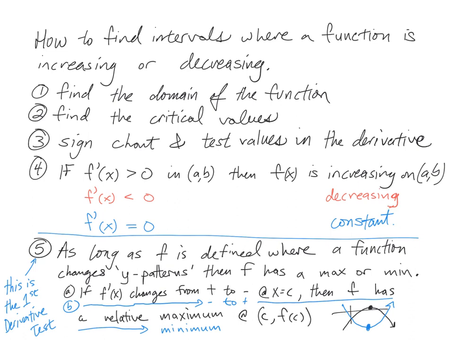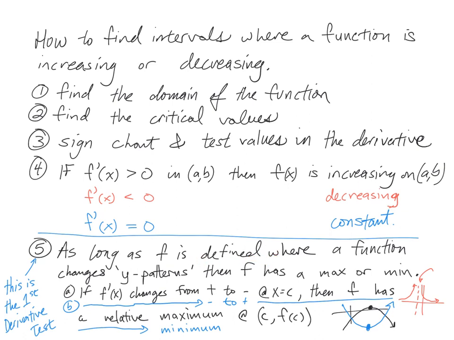And this condition I put here, as long as f is defined where a function changes y patterns. So there has to be a point there. This little phrase here negates any chance that a vertical asymptote will make this list. Because you very well could have a vertical asymptote and have a function that increases and decreases. But there is no maximum here in the middle. There is no minimum here in the middle because it's a vertical asymptote. There is not an actual point there. So I have to make that little stipulation as long as f is defined.